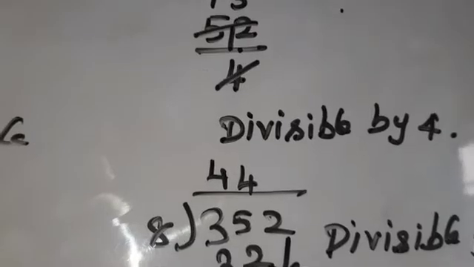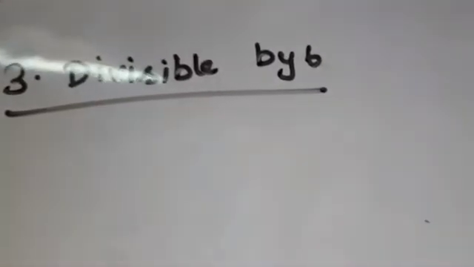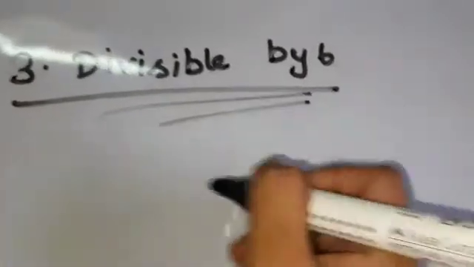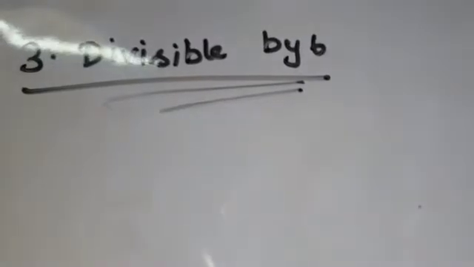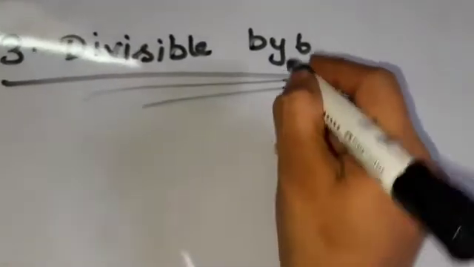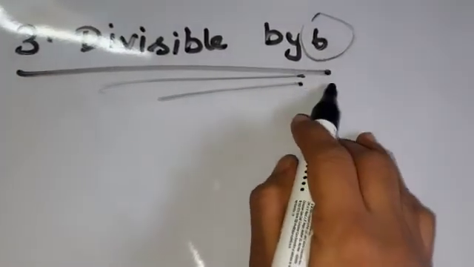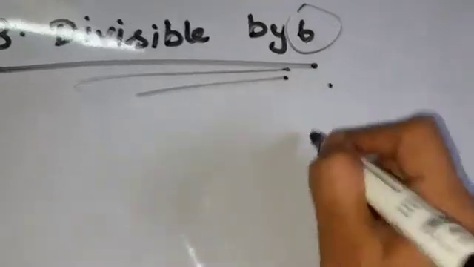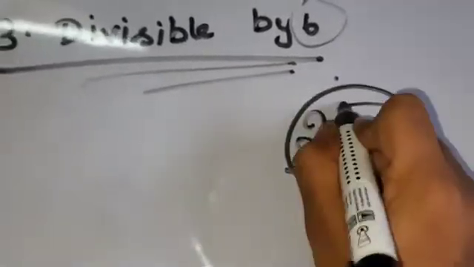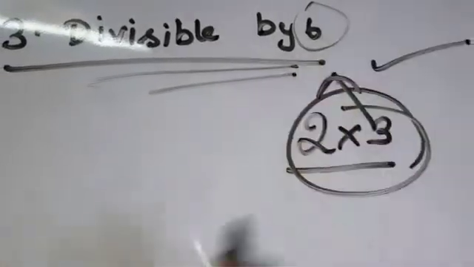So now let's solve the third problem. Using divisibility test, determine which of the following numbers are divisible by 6. They will be giving a few problems. We are going to check whether it is divisible by 6 or not. The divisibility rule of 6 is it should be divisible by both 2 and 3. If it is divisible by both 2 and 3, then it is easily divisible by 6. Now let's solve the problem.